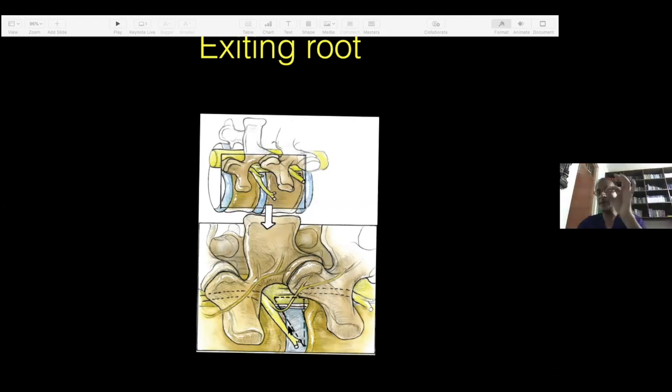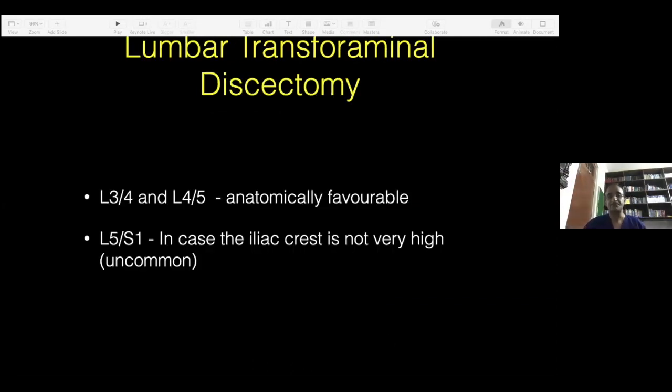Okay, when you are giving a block, putting a needle in the foramen, or doing a discectomy, please remember you are coming posteriorly. You're coming from the posterior part. So all surgery you're doing from here. You get me? So the chance of injuring this exiting root is low. Okay, next. So for me, L34 and L45 are anatomically favorable disc herniations for a lumbar transforaminal discectomy.